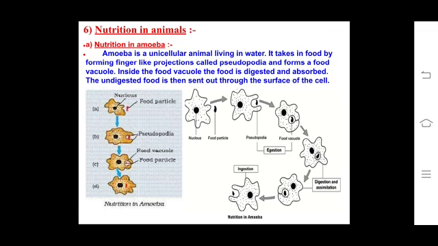Some organisms break down the food materials outside the body and then absorb it, like for example fungus. Already we have discussed fungus, like bread molds, yeast and mushrooms. They release enzymes that break down the food outside the body, and then they absorb it by means of their hypha and mycelium.